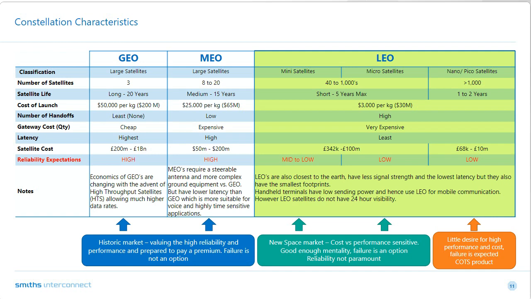The new space market has cost versus performance sensitivity, or a good enough mentality. Failure is an option as spares are deployed for satellite malfunctions. Although failure is an option, catastrophic failure is not. Many of these satellites do not have redundant capabilities, so large component or system failures could affect the entire satellite system. Nano and pico satellite systems desire the least performance and cost in this category. COTS or COTS Plus type products will generally be used in this category of the LEO market.